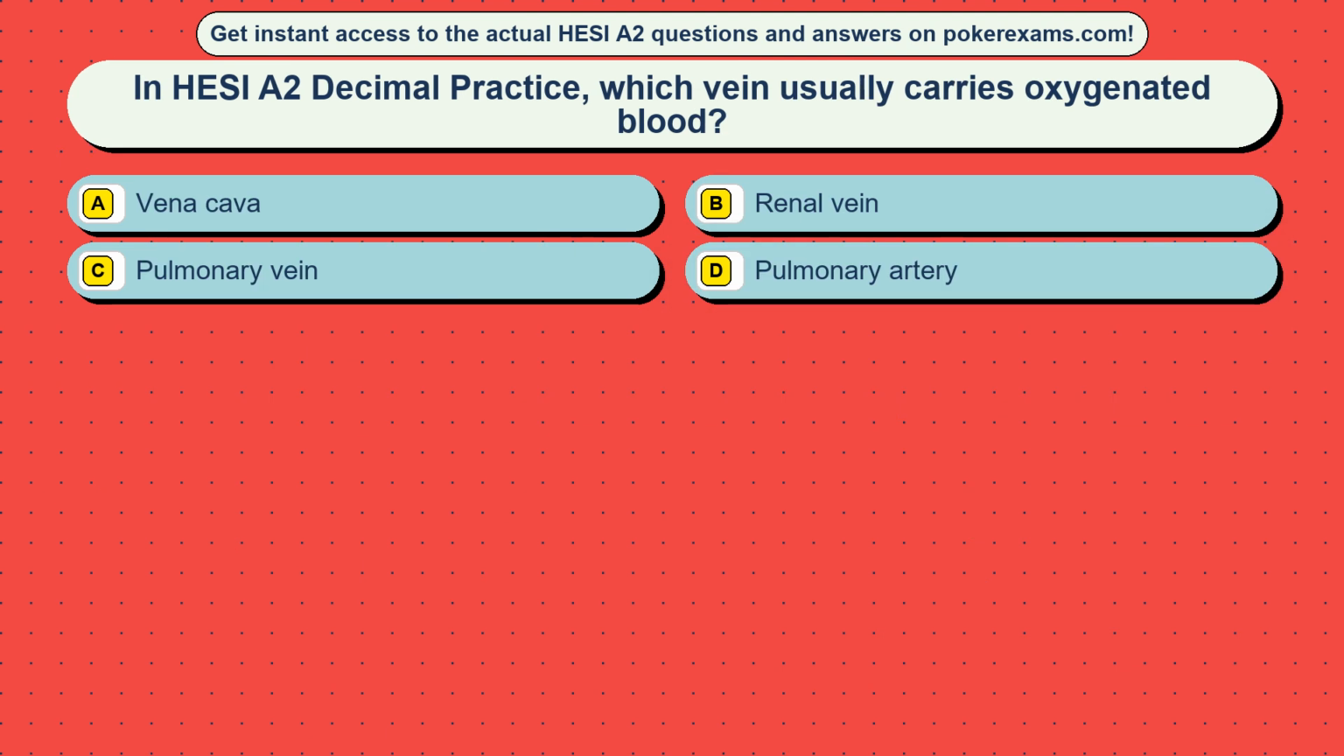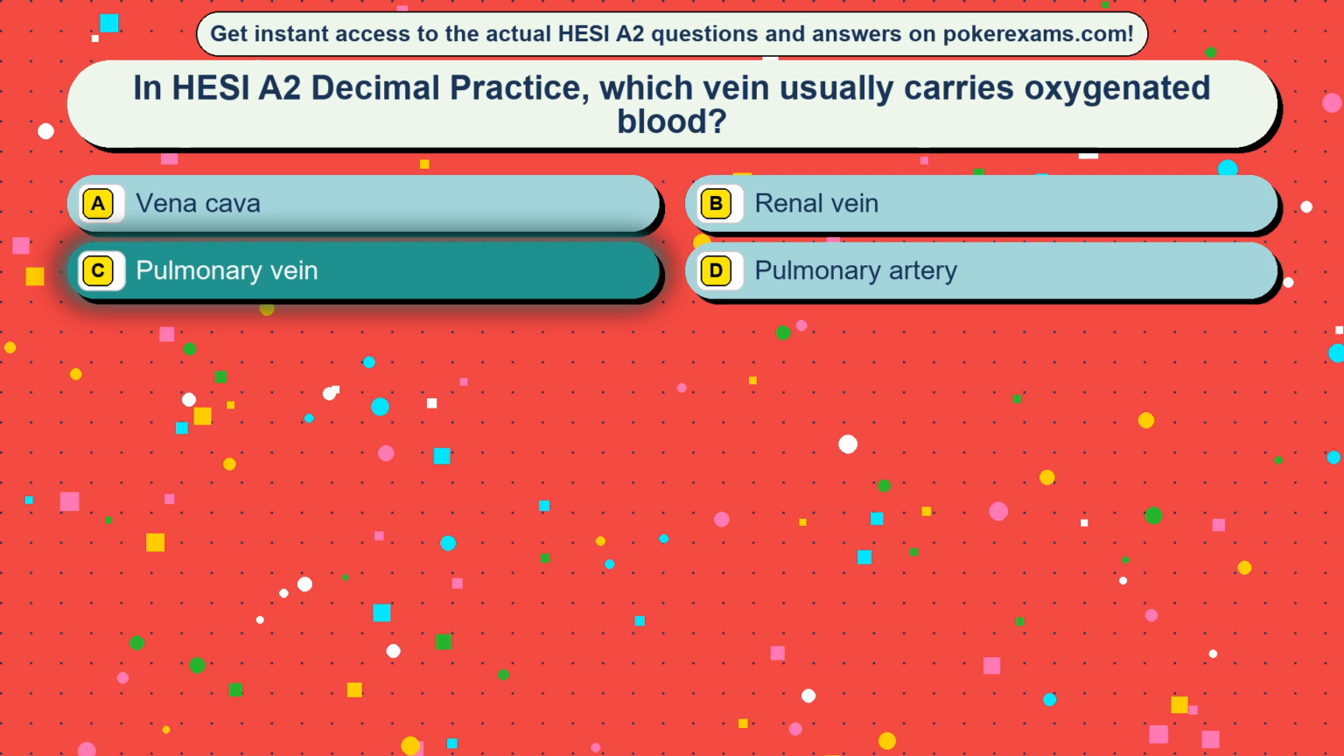Question 23. In HESI A2 decimal practice, which vein usually carries oxygenated blood? Option A, vena cava. Option B, renal vein. Option C, pulmonary vein. Option D, pulmonary artery. The correct answer is option C, pulmonary vein.